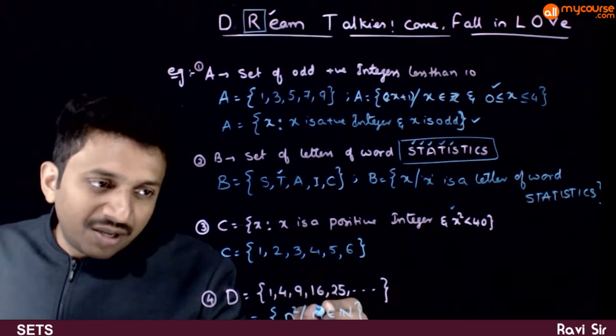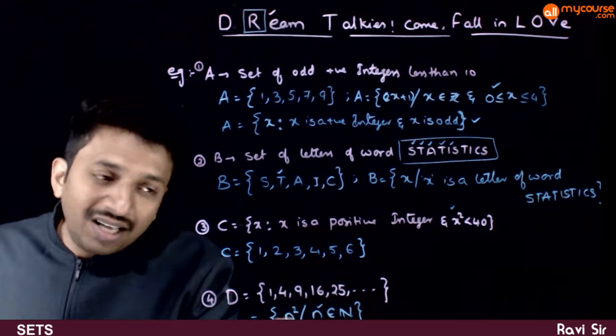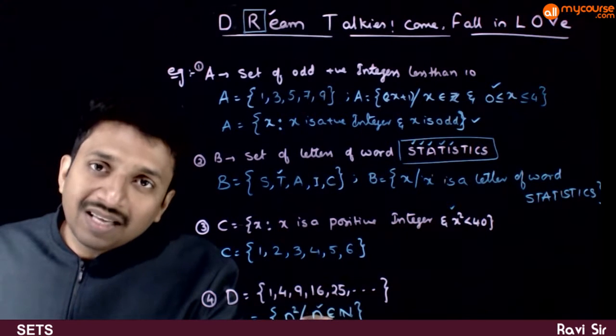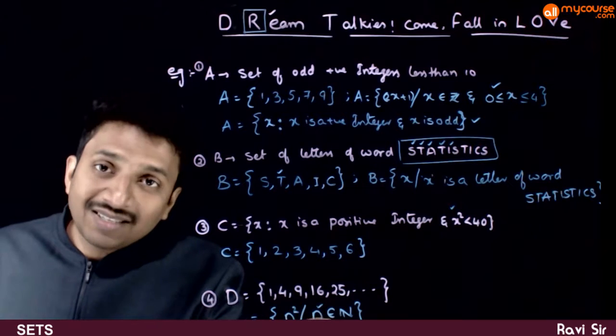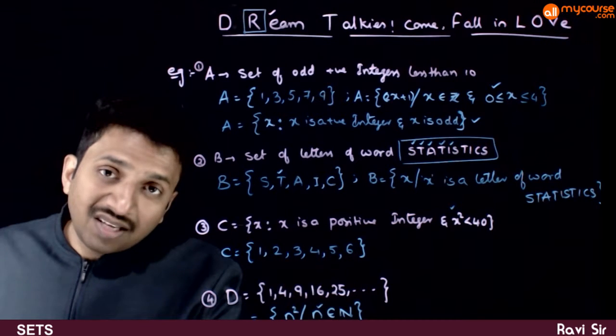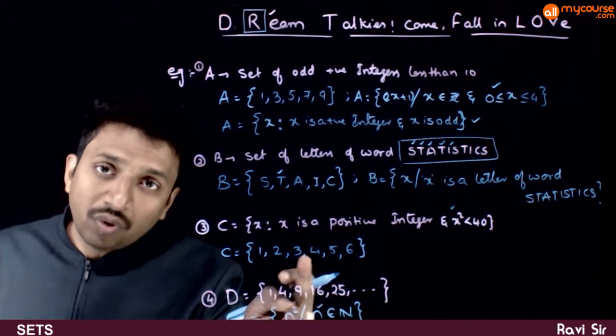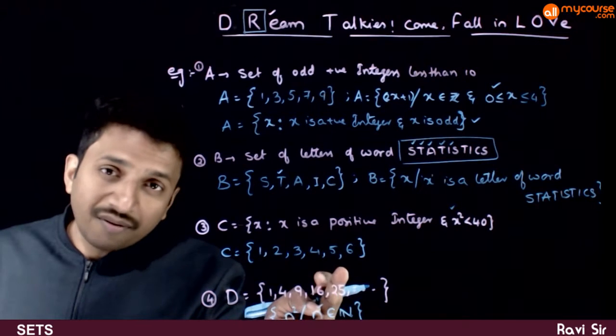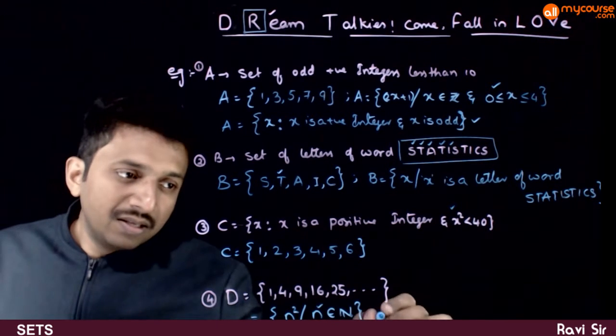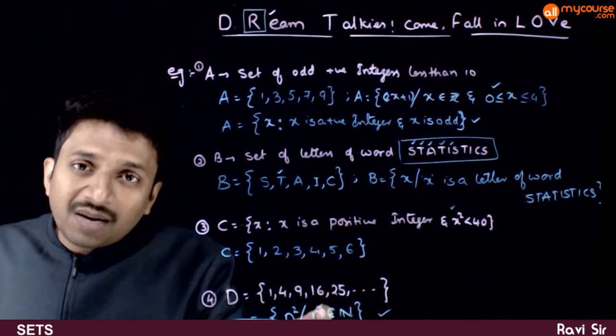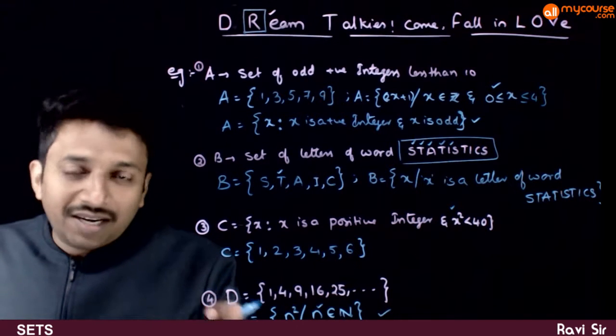So n is a natural number, but the element of my set is n square. So when n is equal to 1, you have 1 square. N is equal to 2, you have 2 square. N is equal to 3, you have 3 square. N is equal to 4, 4 square. N is equal to 5, 5 square, and so on. So this will be the set builder form for set D.